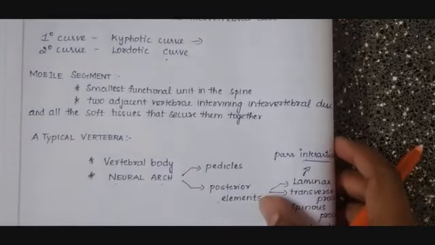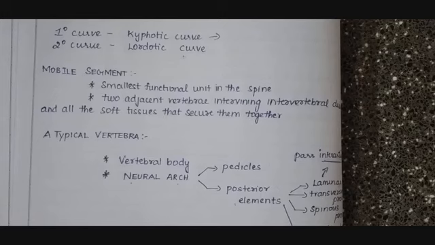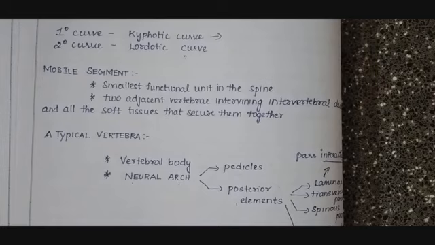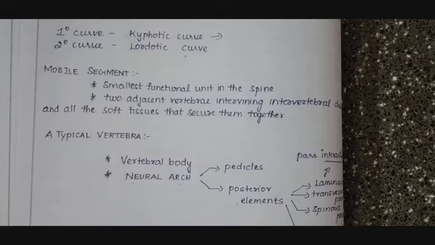Now let us discuss the mobile segment. The mobile segment is nothing but two adjacent vertebrae, the intervertebral disc in between, and all the soft tissue, muscle and ligament that secure the two vertebrae together.